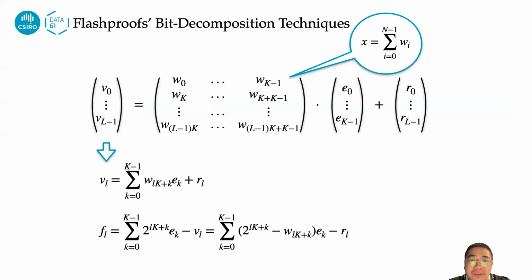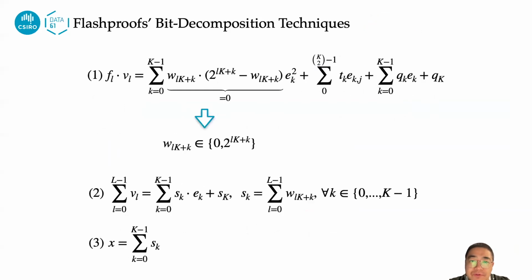So she creates a series of values VL, where each VL has k number of w values, separated by k distinct random challenges EK created by the verifier. RL are random values created by the prover. The verifier can create a series of values FL by subtracting VL from the powers of 2.